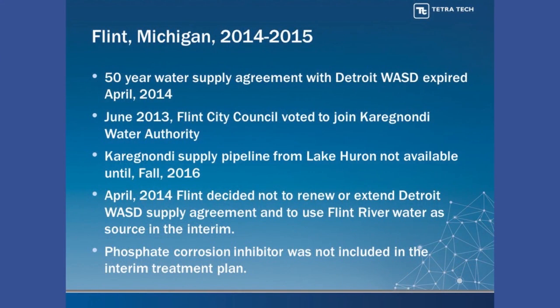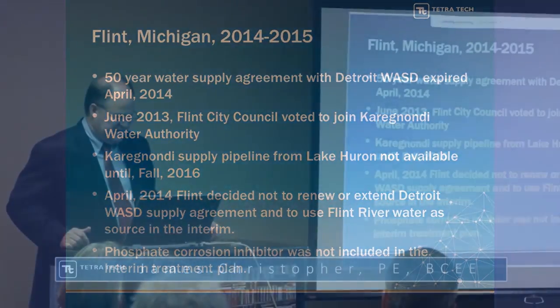So when 2014 came around and the Detroit contract expired, the city did have the option to renew or extend that agreement, but they passed on that, and they do have their own drinking water facility, so they started using water from the Flint River to supply drinking water to the city.